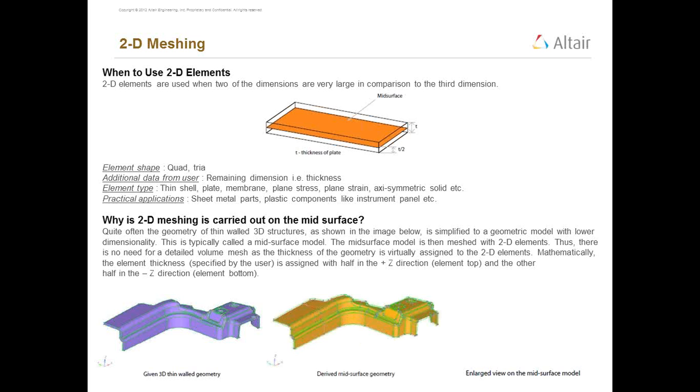Thus, there is no need for a detailed volume mesh, as the thickness of the geometry is virtually assigned to the 2D element. Mathematically, the element thickness specified by the user is assigned half in plus z, as you can see for this model, plus z direction, and the other half in negative z direction, element bottom. So that's why we create the mid surface to perform 2D meshing.